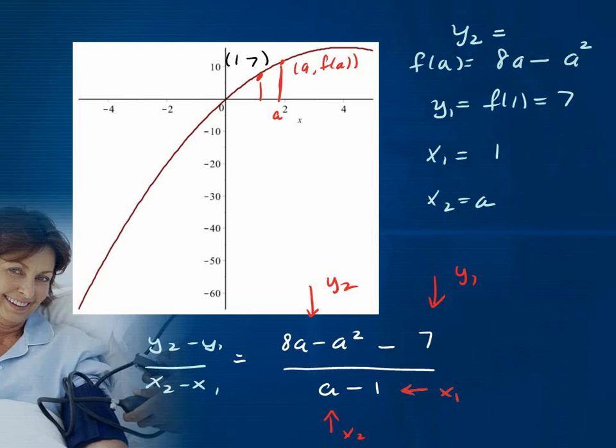I'm doing the woman thing. I'm hedging my bets here. I'm just going to leave the a. I don't want to decide. And then I just plug it into the formula, y2 minus y1 over x2 minus x1. Plug everything where they're supposed to go. You see it?